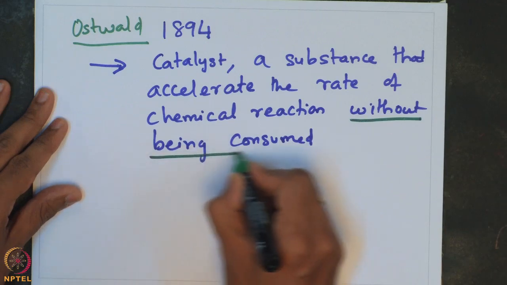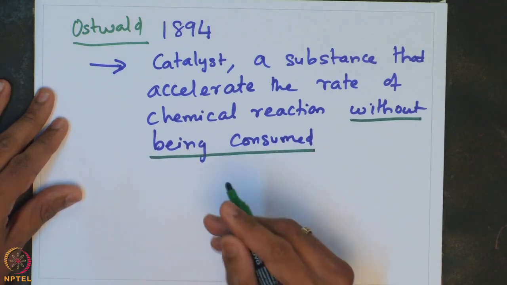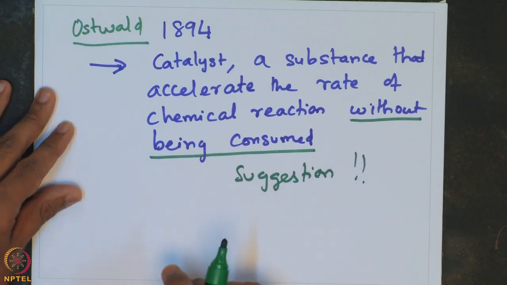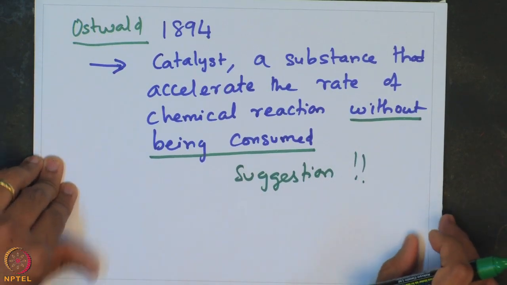Of importance is this suggestion that without being consumed. It means that when a catalyst is given to the reaction, after the reaction is completed, the catalyst actually is preserved as is, or it is not consumed. That is what was the suggestion that was actually made by Ostwald. Subsequently there has been a lot of work on characterizing catalyst and also the catalysis process itself, in which the substance called catalyst is actually involved.